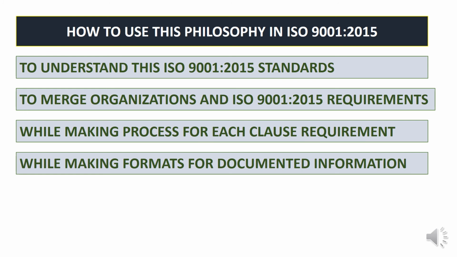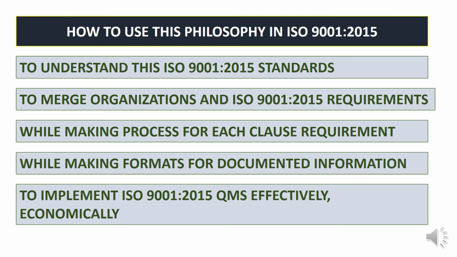Fourth, while making formats for documented information. After the process we need some documents or documented information to work in everyday practice, everyday work, and for that we need some formats. These formats also need to be made on this philosophy. And lastly, to implement the ISO 9001:2015 QMS effectively and economically. Otherwise, if you don't understand the basics of this standard, it will result in a wrong direction and wrong results.